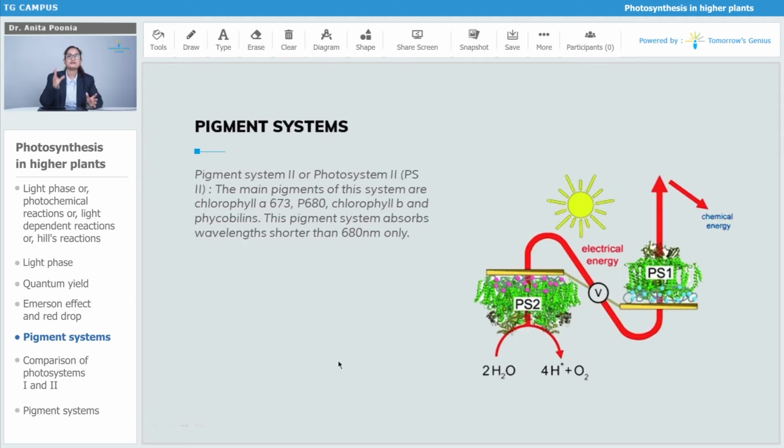Now under photosystem 2, students, the main pigments of this system are chlorophyll A 673, P680, chlorophyll B and phycobilins, and this pigment system absorbs wavelengths shorter than 680 nanometers only.